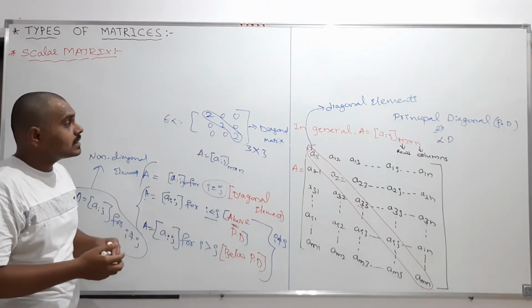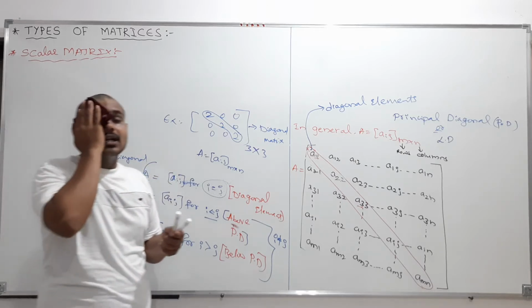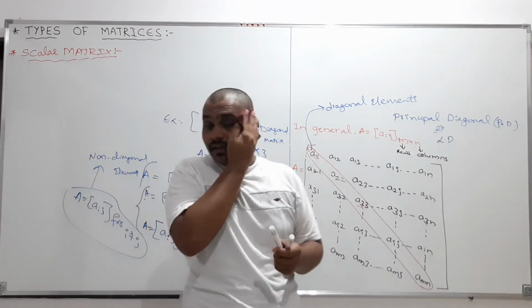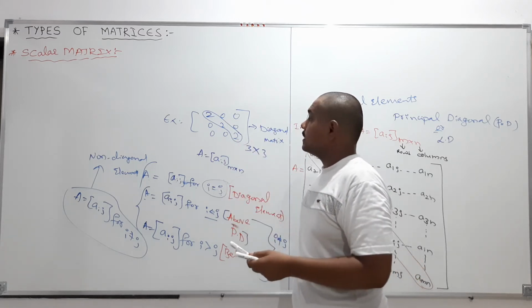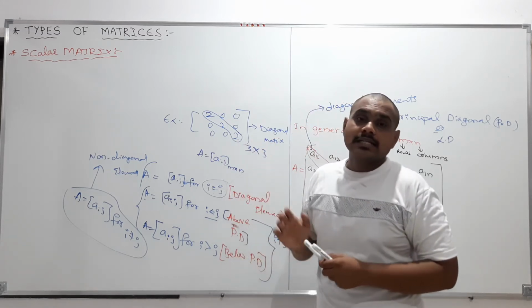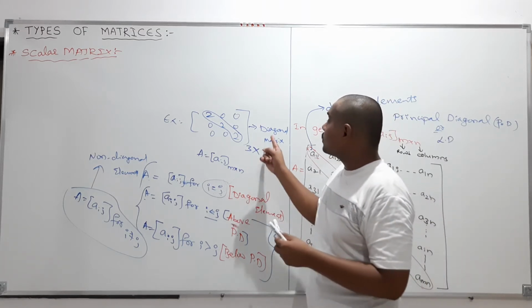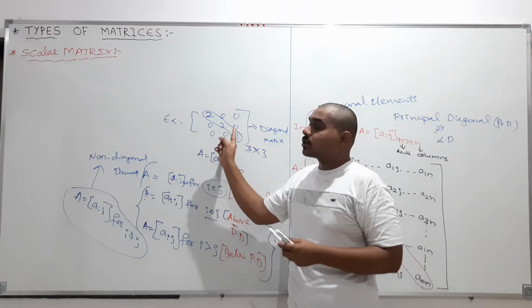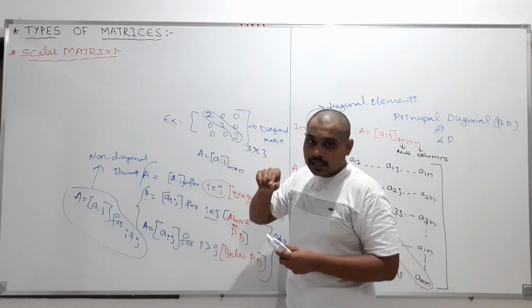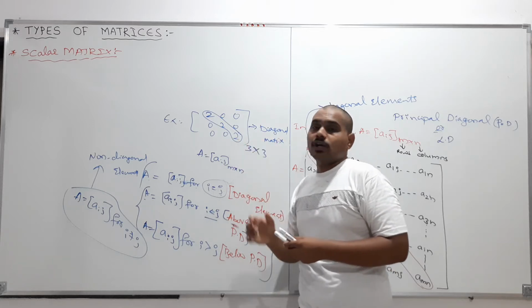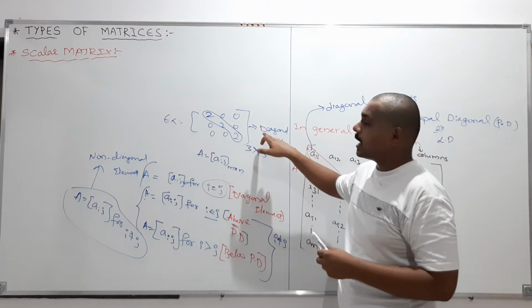Why I discussed this diagonal matrix is because I require this definition when discussing the definition of the scalar matrix. Therefore, I am discussing this diagonal matrix that we discussed in the previous video. So what does a diagonal matrix mean, my dear students? A diagonal matrix means a square matrix in which non-diagonal elements are zero. Then such a matrix we can call the diagonal matrix. This is the example for the diagonal matrix.